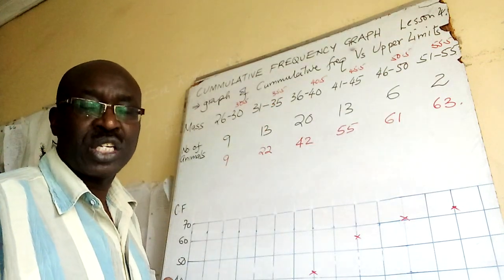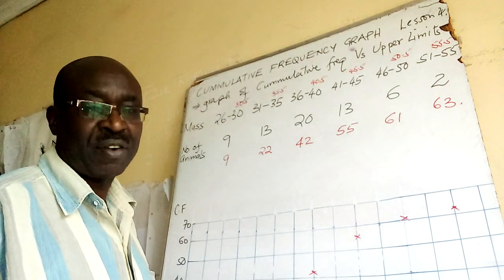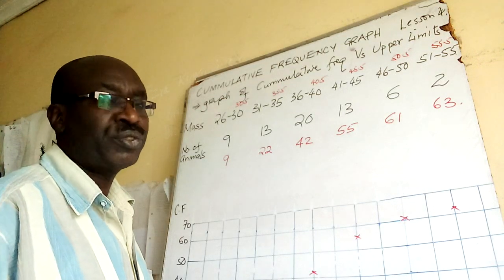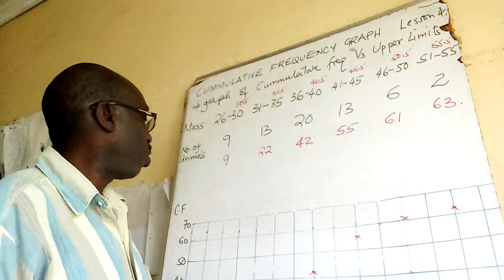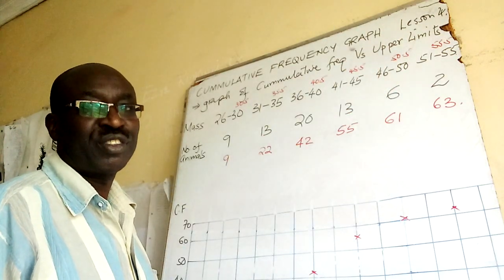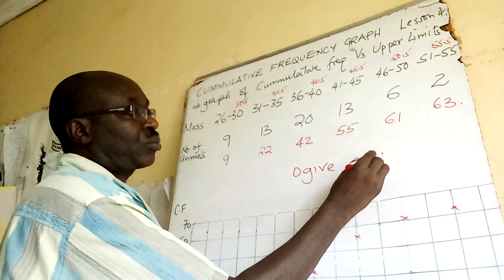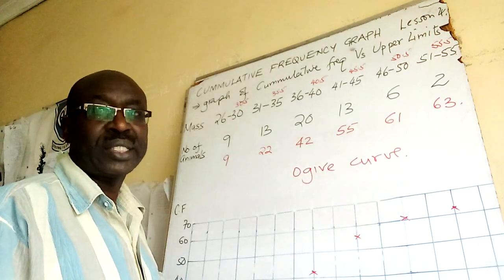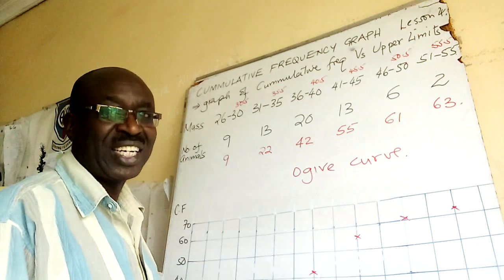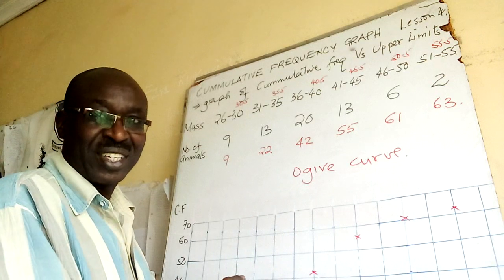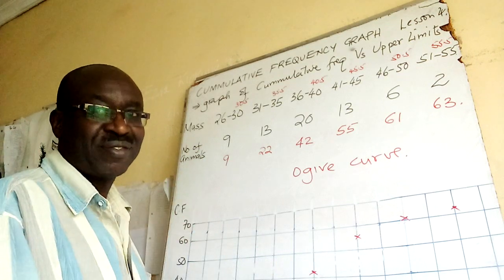So what are we supposed to do when you are told to draw a cumulative frequency graph? It is a graph of cumulative frequency against upper limits. Some people call it an Ogive curve. I don't know the spelling, you can help me there. I was told it was Ogive, I never bothered to find the pronunciation. So take it as Ogive curve. Another simpler way to say it: cumulative frequency graph.